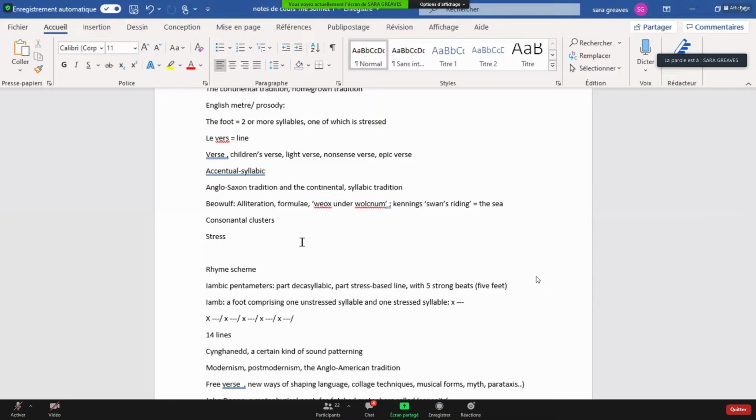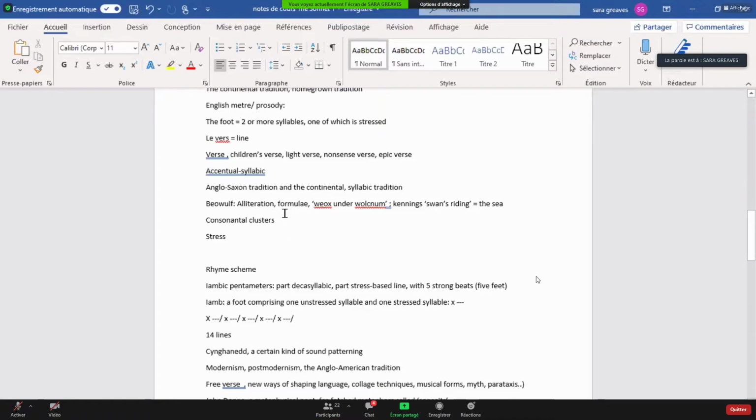Stress is far more important than syllables. Okay, so with Anglo-Saxon verse, you can have as many syllables as you like. The number of syllables is not important. What is important is the number of stresses in the line. That's what the ear is trained to listen for. And the words in the lines and the parts of the lines are linked through alliteration. When the first consonant of the stressed syllable of the word is the same as the first consonant of other words in the line, that's alliteration.